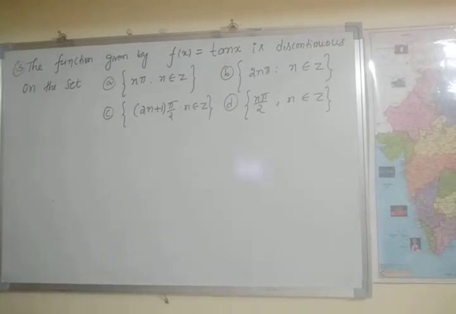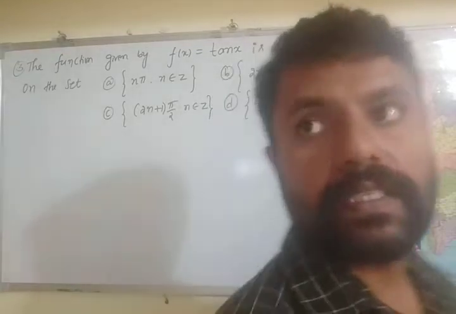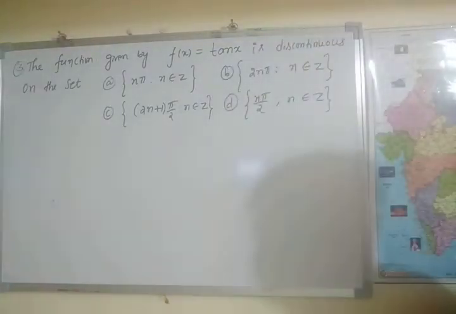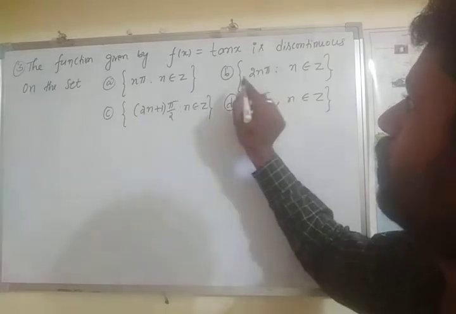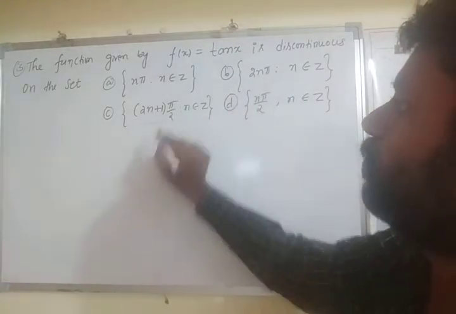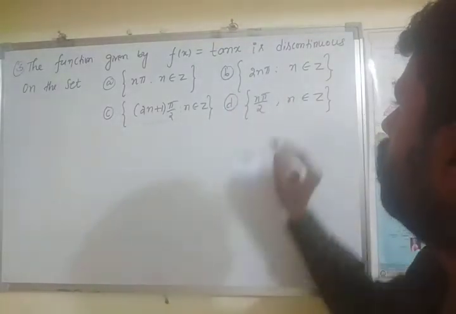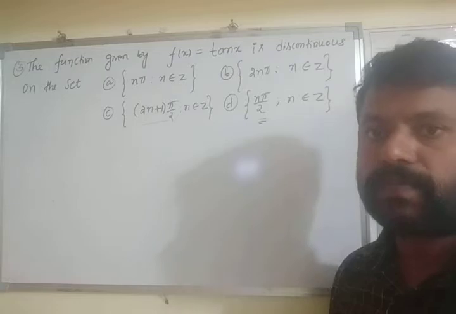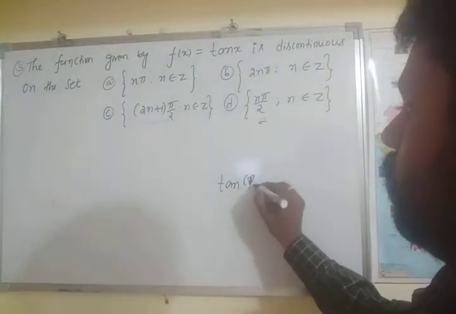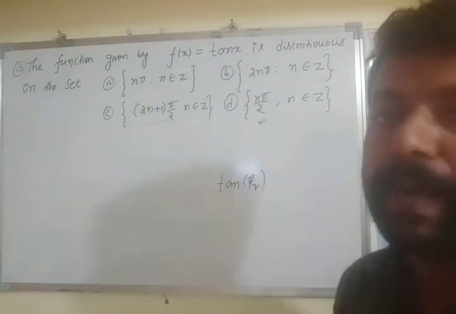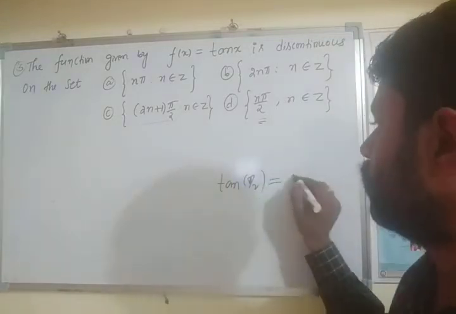So here we have the function given by f of x equals tan x, which is discontinuous on this set. Here we have four options: n pi, 2n pi, 2n plus 1 into pi by 2, and n pi by 2. Now observe, we know the concept. Tan of 90 degrees, that is pi by 2, is not defined, an undefined form.